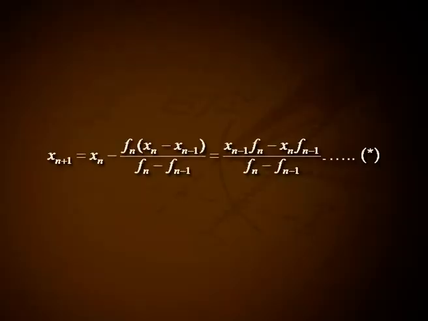Hence, the Newton-Raphson formula becomes x(n+1) equals xn minus fn times (xn minus x(n-1)) by (fn minus f(n-1)), that is, (x(n-1) into fn minus xn into f(n-1)) by (fn minus f(n-1)), let it be star. It should be noted that this formula requires two initial approximations to the root, but unlike the bisection method, they do not have to bracket the root.